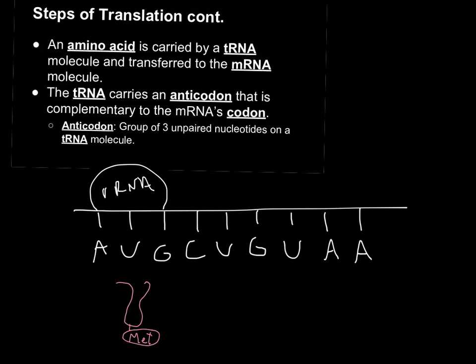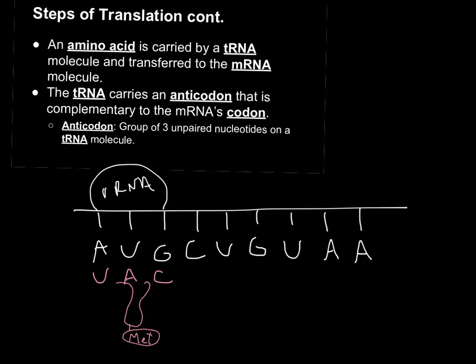So what happens is this tRNA carries an anticodon, which I haven't drawn yet, an anticodon that is complementary to this codon here on mRNA. An anticodon is a group of 3 unpaired nucleotides on a tRNA molecule. So if it's complementary to this mRNA strand here, we are going to have UAC.